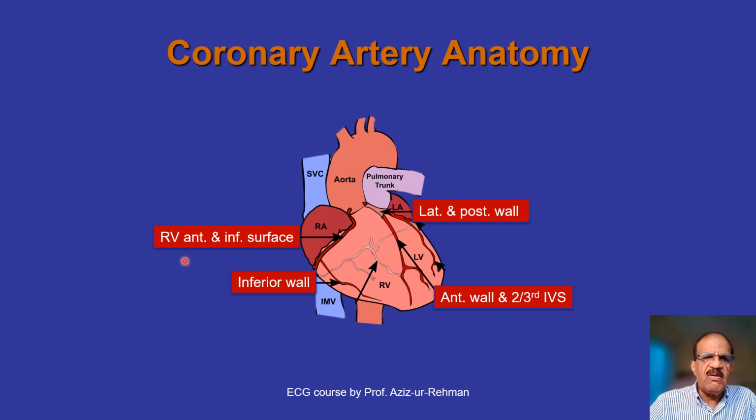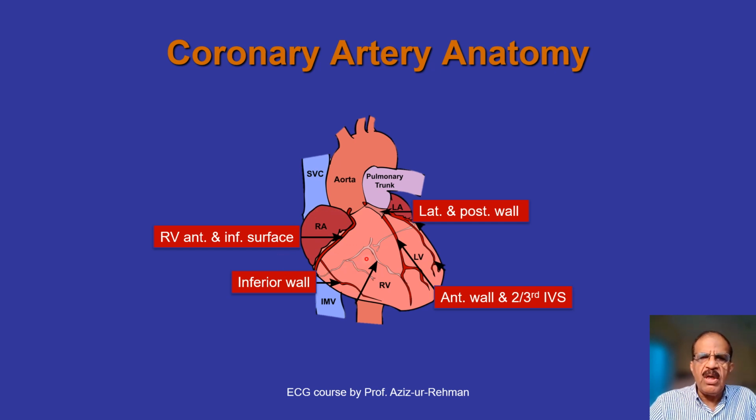Now the right coronary artery supplies the right ventricle, anterior surface, this part, but it also supplies the inferior wall. Now there is an artery here, called the posterior descending artery. Like we have the left anterior descending artery, we also have the posterior descending artery. This may be supplied by either the right coronary artery or the left coronary artery. Mostly, in about 80% of the cases, it is supplied by the right coronary artery.